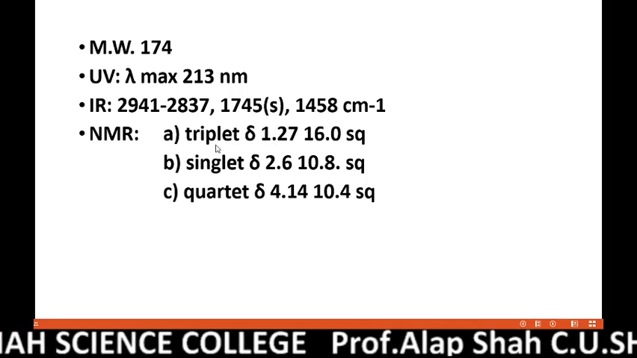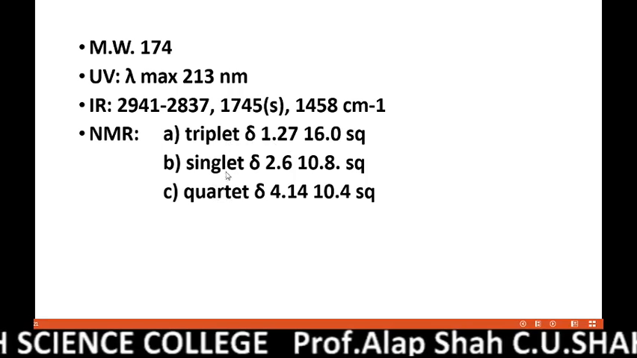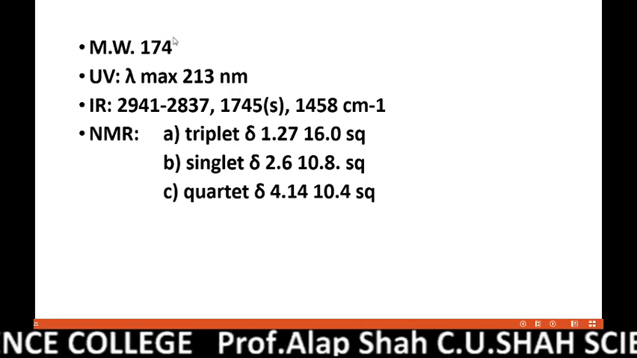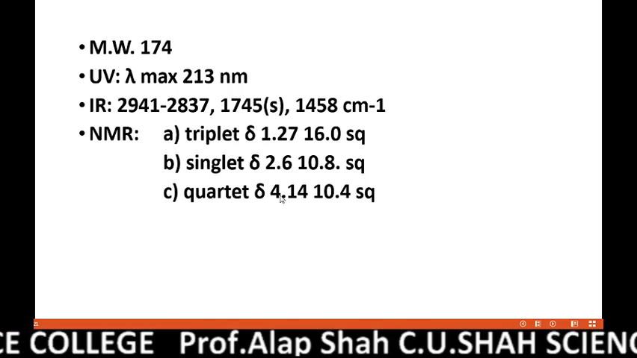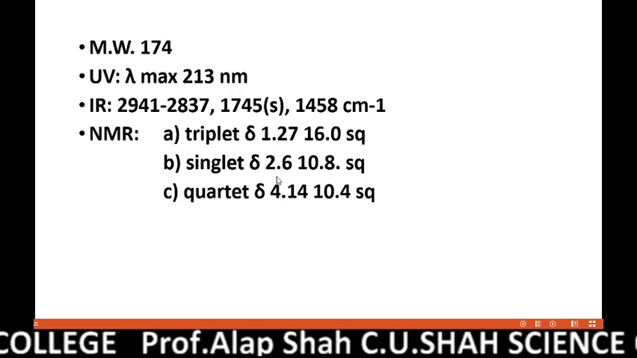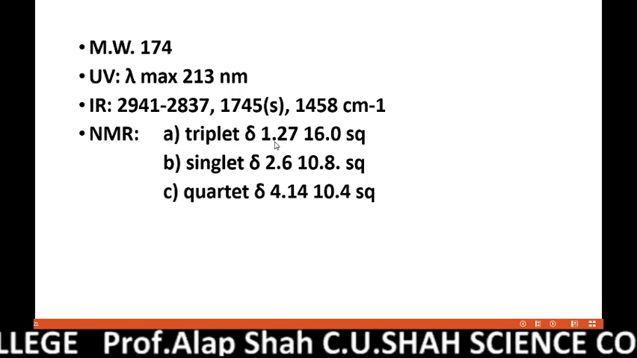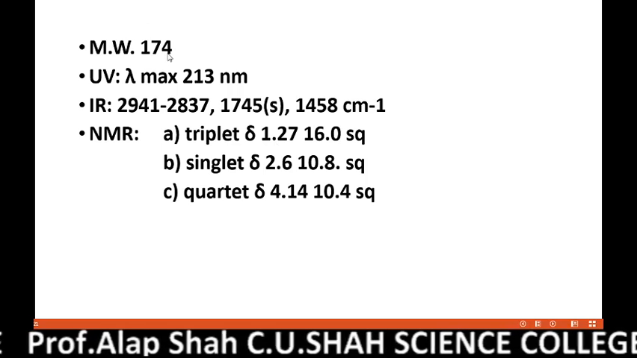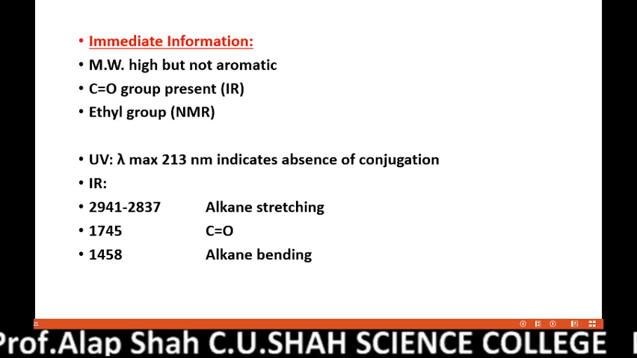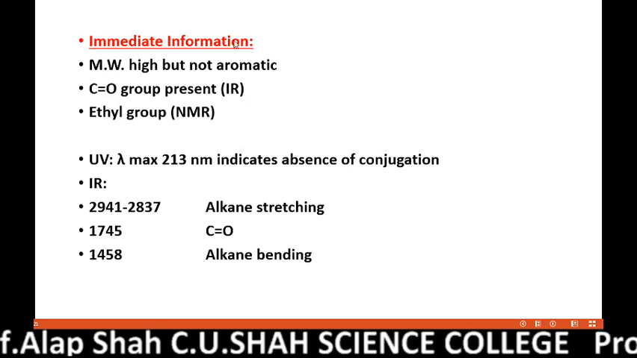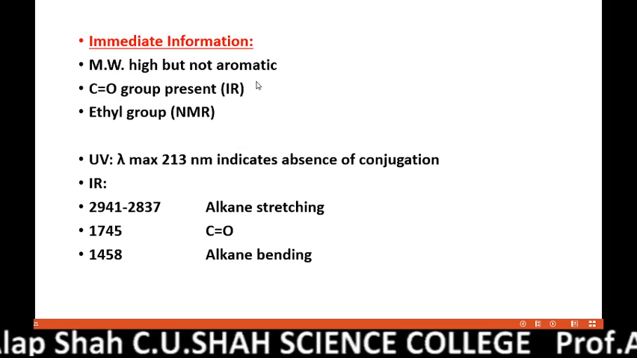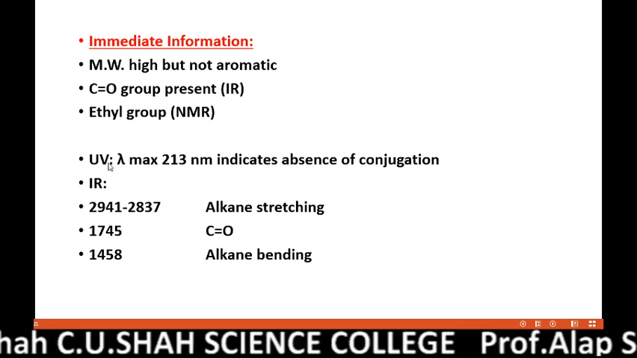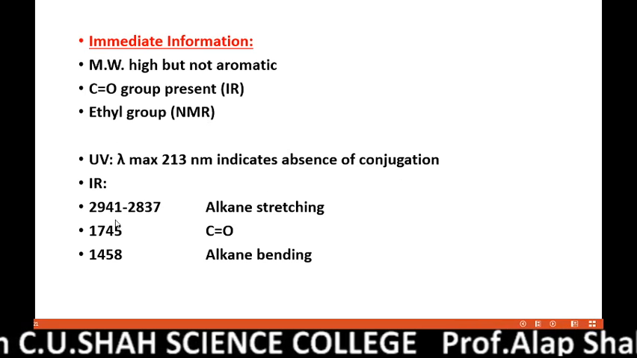In NMR, you can see that triplet and quartet are indicating an ethyl group, and the molecular weight is high, 174. But if you notice the delta values of all the three signals, we can say that the compound is not aromatic and the molecular weight is high. So now we start solving the problem. These are the immediate informations which we have already discussed. Molecular weight high but not aromatic, carbonyl present, ethyl group present from the NMR. UV already we have discussed, absence of conjugation.